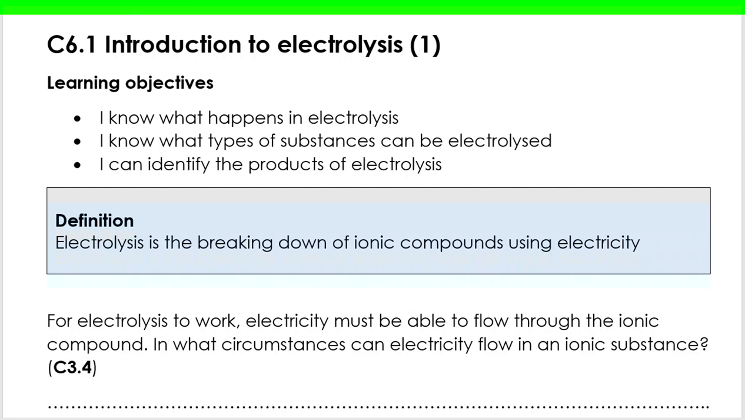Electrolysis will only occur in ionic compounds, and it will only be in certain circumstances with those ionic compounds. What will those circumstances be? What we're looking for is that there needs to be the opportunity for electricity to flow, and the only time that can happen in ionic compounds is when they are aqueous or molten.